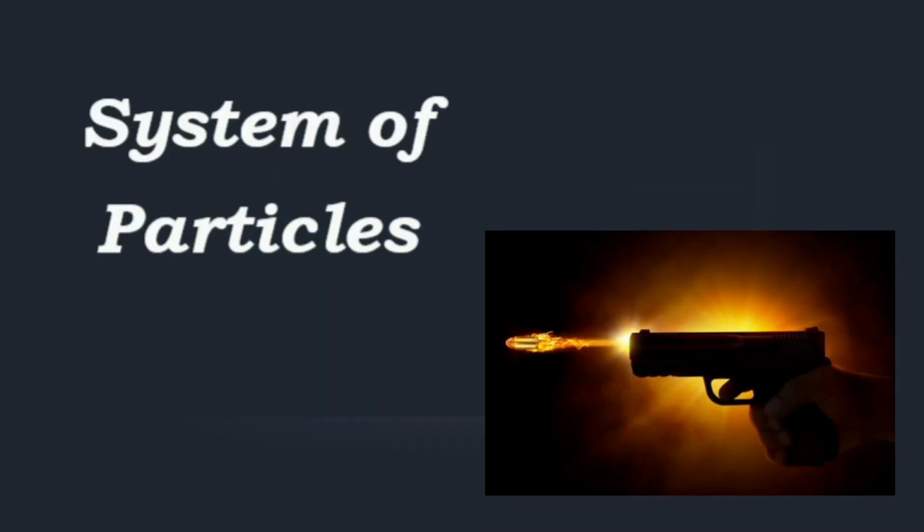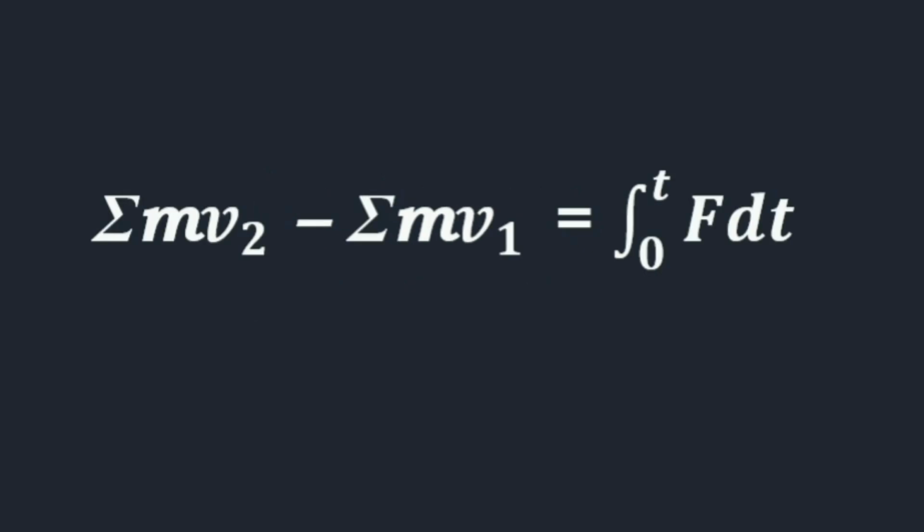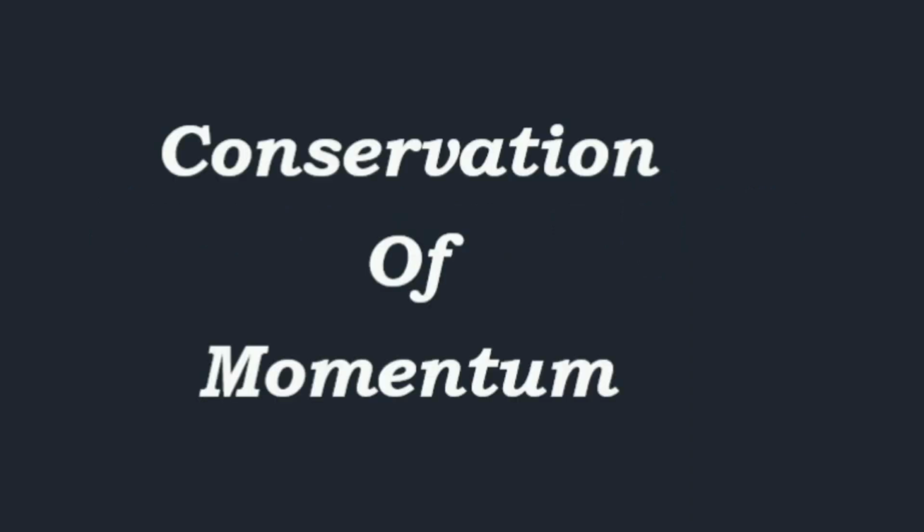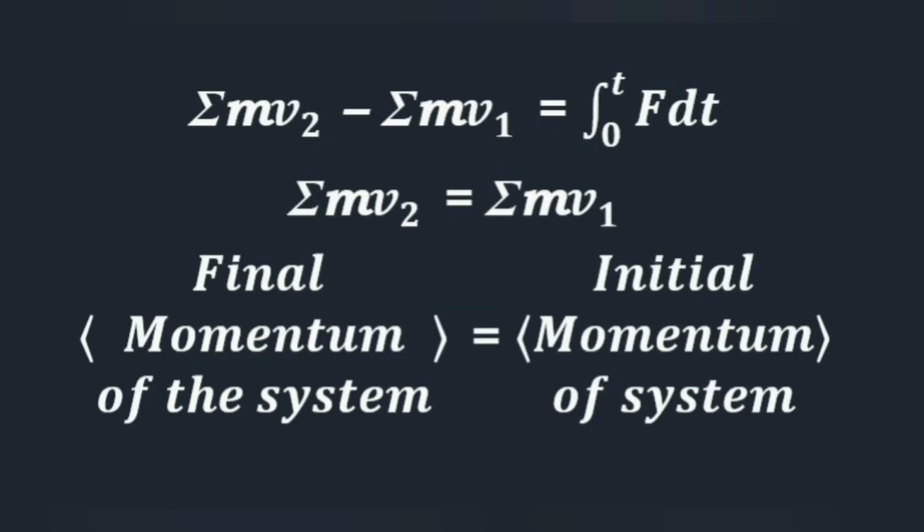The principle of impulse and momentum is particularly useful when dealing with a system of particles, for example, a gun firing a bullet. When a problem involves the motion of several particles, each particle is to be considered separately. We can then add vectorially the momentum of all particles and impulses of all the forces involved, and the equation can be written as sigma mv2 minus sigma mv1 is equal to integral 0 to t F dt. It can be observed from the above equation that when the sum of the impulses due to external forces is 0, the momentum of the system remains constant or is conserved. That means sigma mv2 is equal to sigma mv1. That is, final momentum of the system is equal to initial momentum of the system.